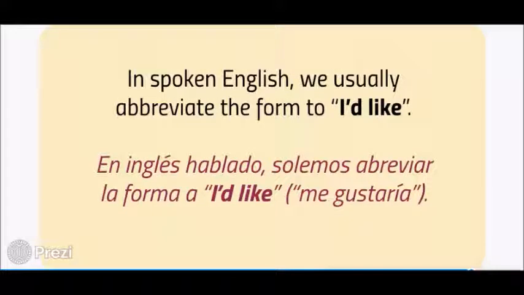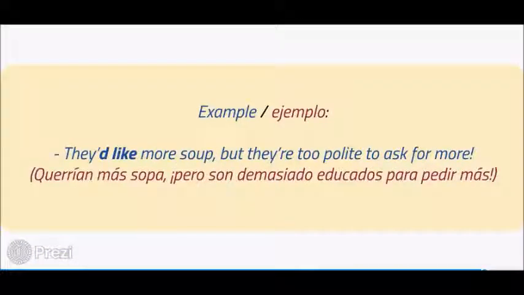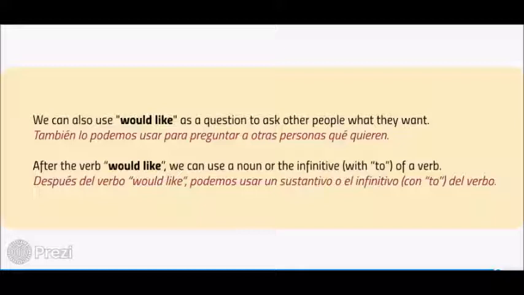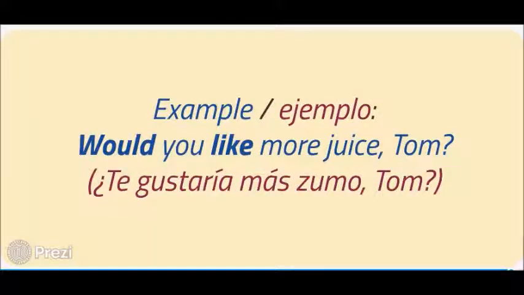In spoken English, we usually abbreviate the form to I'd like. Example: They'd like more soup, but they're too polite to ask for more. We can also use would like as a question to ask other people what they want. After the verb would like, we can use a noun or the infinitive with to of a verb. Example: Would you like more juice, Tom?